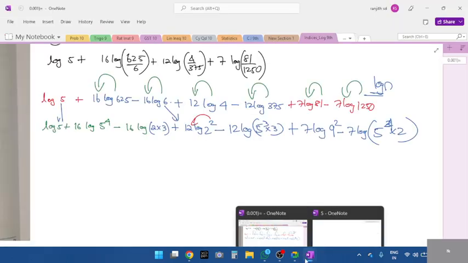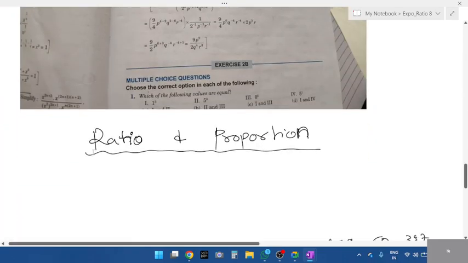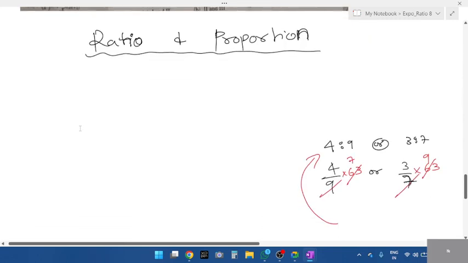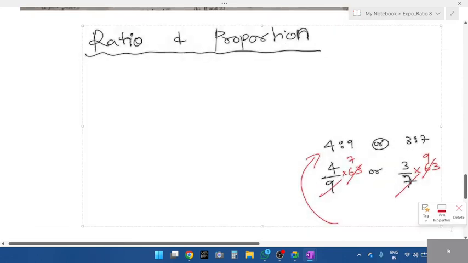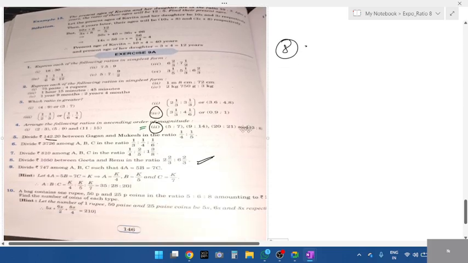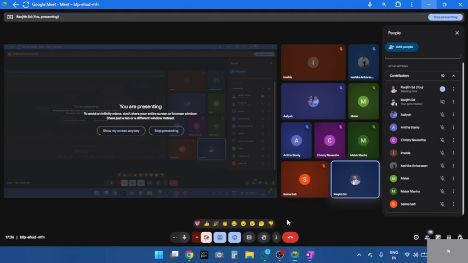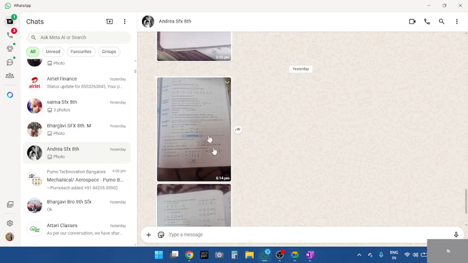Fine. We'll start with proportion, students. Ratio we did yesterday. All of you remember the ratio topic? Whatever we did, respond. Now proportion, students. We'll start with proportion. Who sent me a proportion question yesterday? Somebody had sent. Name Saima. Andrea had sent. Okay.